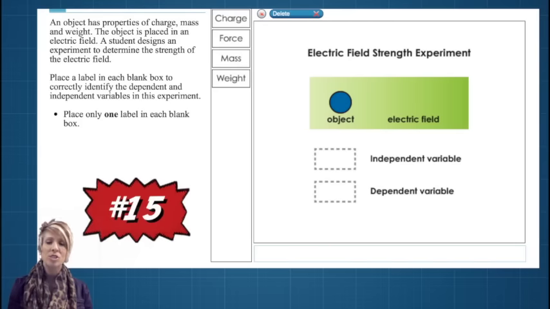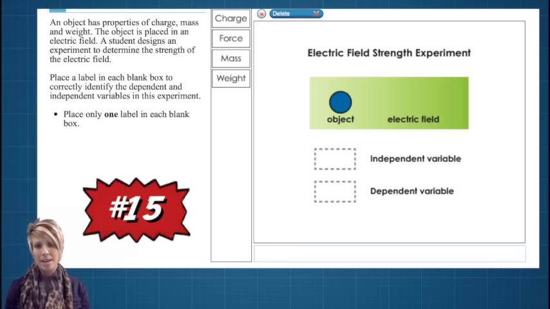Okay, for this next question, you can see this is one of those simulations that you're going to have to do on the test. It says an object has properties of charge, mass, and weight. The object is placed in an electric field. A student designs an experiment to determine the strength of the electric field. Place a label in each blank box to correctly identify the dependent and the independent variables in this experiment. And then you see the bulleted point there, place only one label in each blank box.